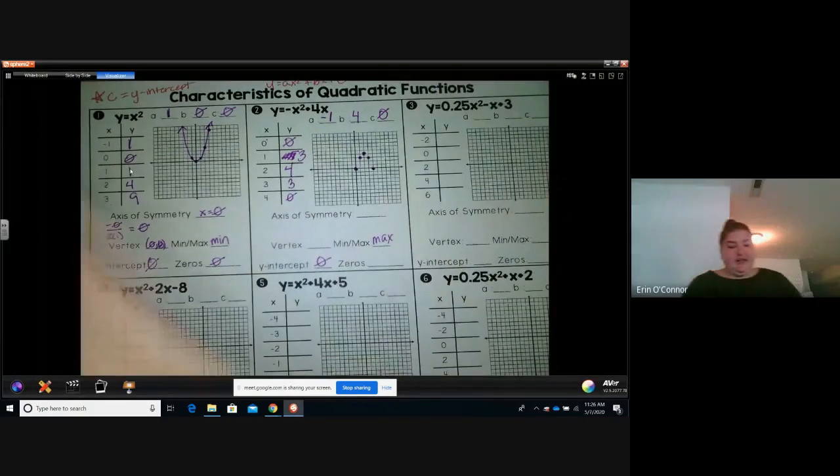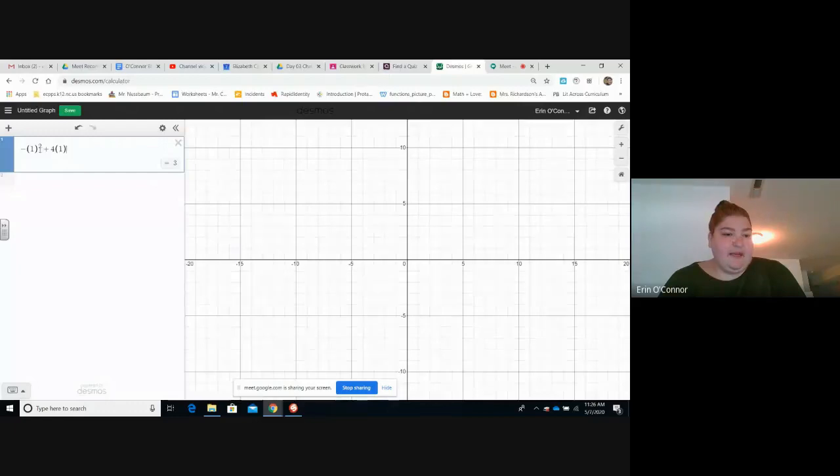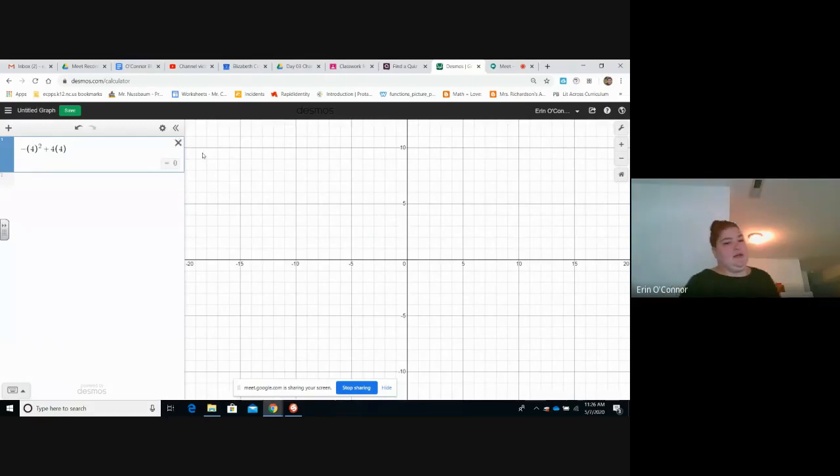And again, how I did that last one, we're doing the same thing, and it really helps when you put it in Desmos because I can just change out 1 for 4, and I get 0 right here.